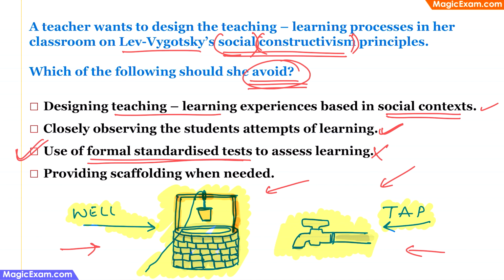The last one is providing scaffolding when needed. Scaffolding means support. So, providing support whenever the children need it is something that the teacher should not avoid. Therefore, this is also an incorrect statement.